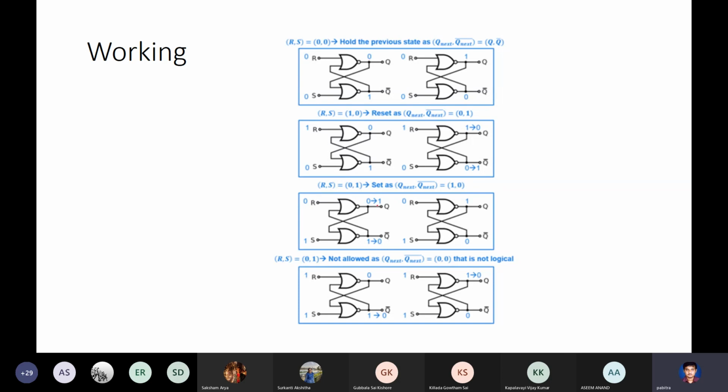Let us look at one thing. Let us look at the condition where the input is 1 1.